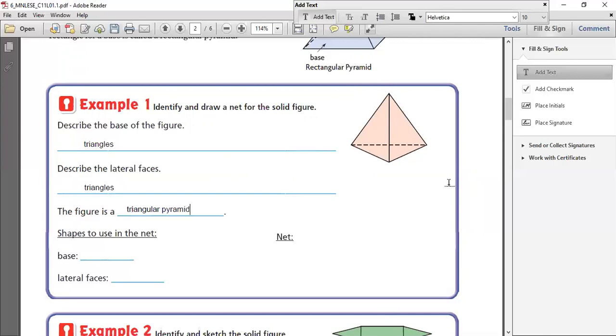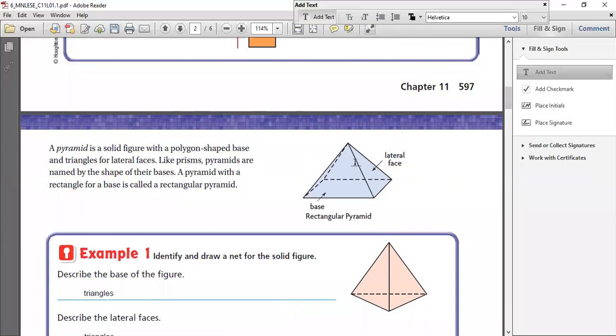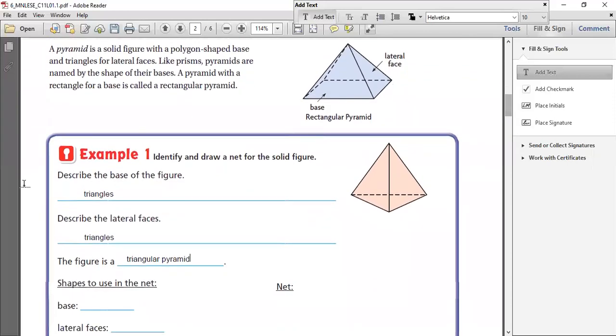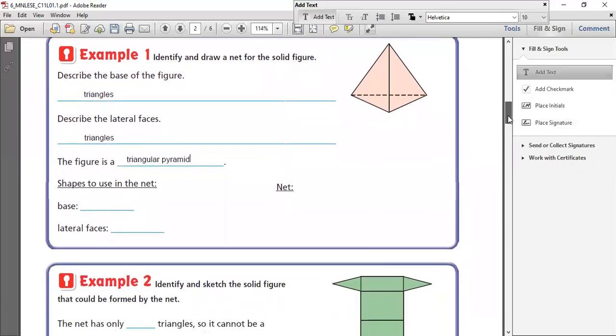But it depends on the base, what kind of pyramid it is. See, now the base here is a rectangle. So this is called a rectangular pyramid. But here, the base is a triangle, so it's called a triangular pyramid. How do you know it's a pyramid? A pyramid's lateral faces are all triangles. Like a prism has all rectangles, a pyramid has all triangles as lateral faces. Okay, so shapes to use in the net. How is the base going to be? Base is going to be a triangle.